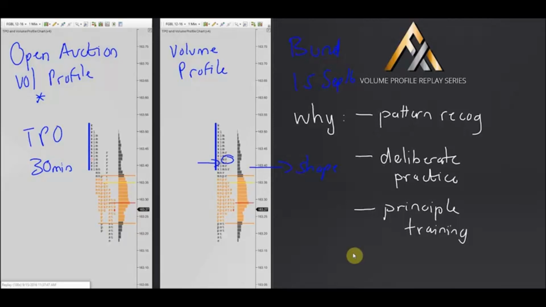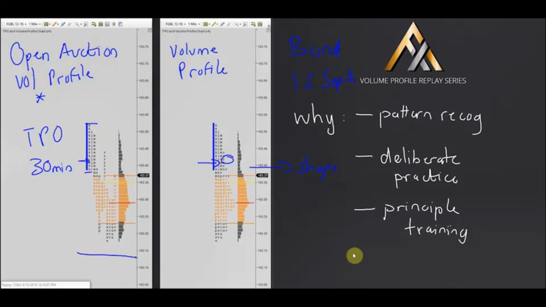Now, remember, each one of these TPOs has a high and a low. That is the high of the half-hour auction and the low of the half-hour auction. Where the market opens, that is the open of the auction. And obviously the market is constantly moving over a period of the day, advertising prices up and down, as you can see on the profile.